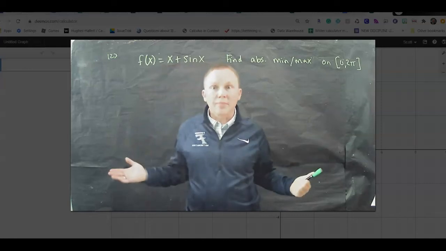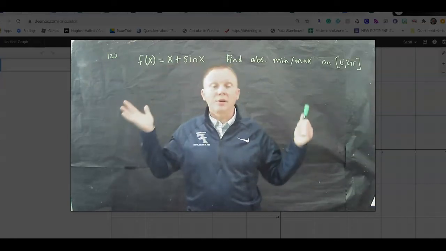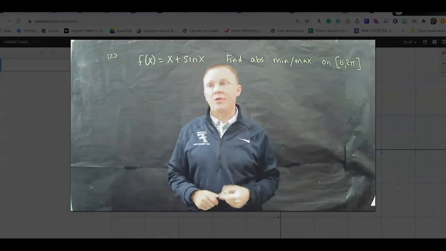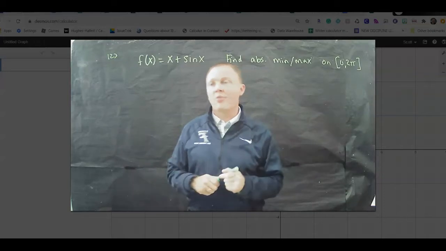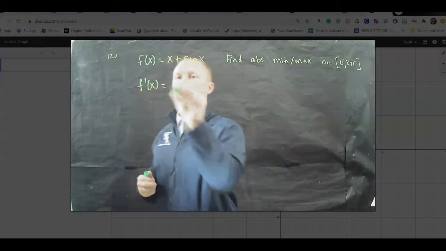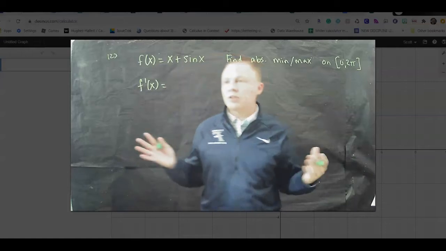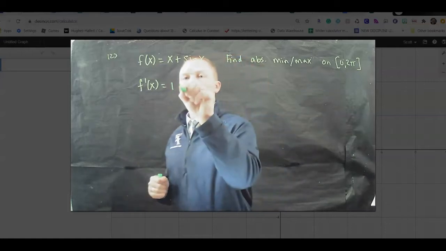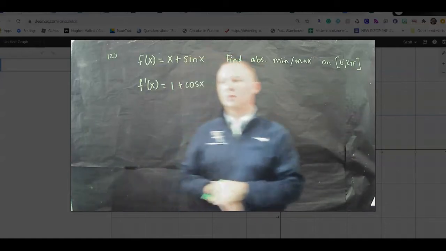So what's our first step? First step, if you go back, is find the critical points. Find the critical values. And how do we do that? You take f prime and you set it equal to 0. So first, let's find f prime of x. Okay, so now we're derivative masters now. We can do this. That's 1 plus cosine of x, right?